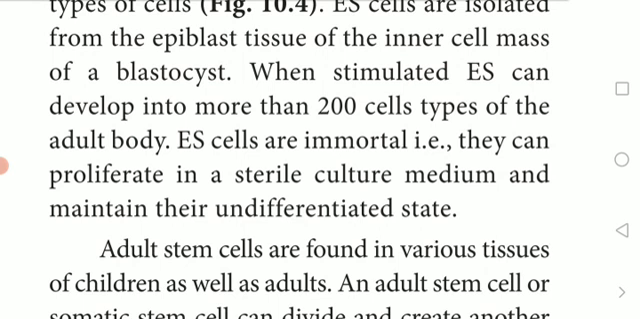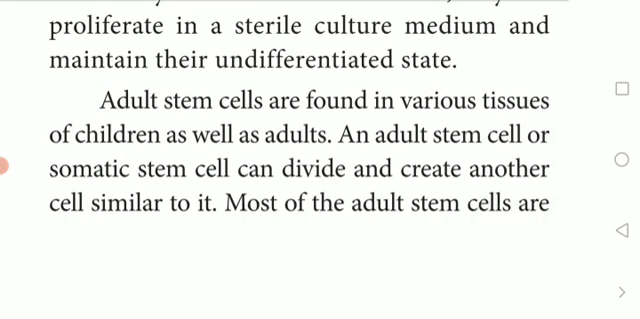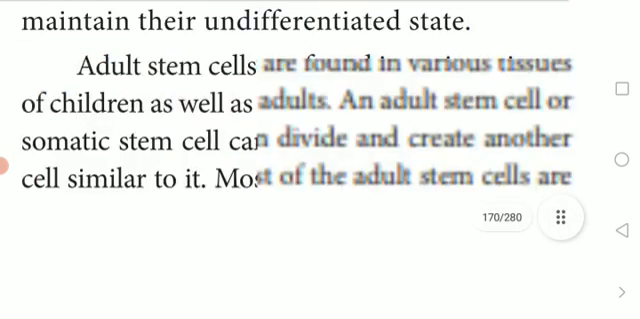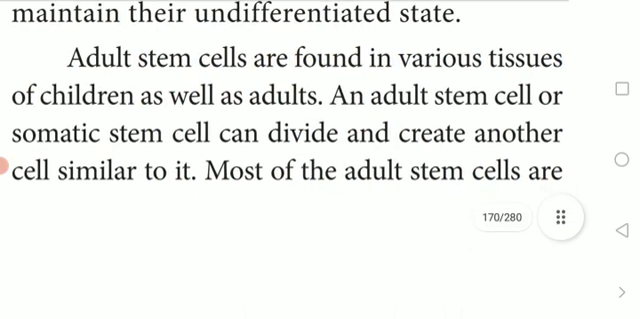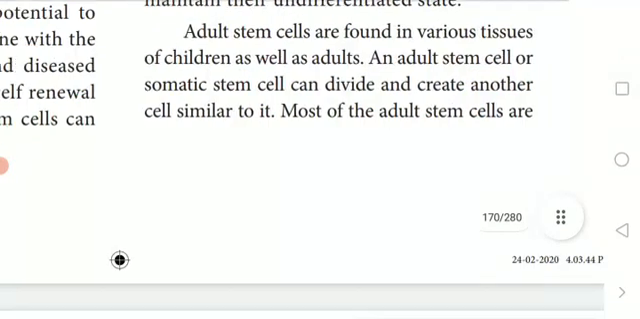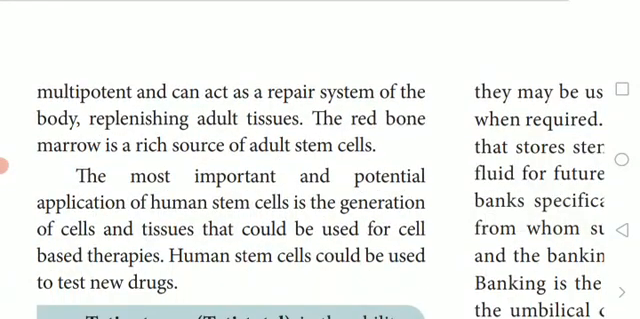Embryonic stem cells are multipotent stem cells that can differentiate into a number of types of cells. They are isolated from the epiblast tissue of the inner cell mass of the blastocyst. When stimulated, embryonic stem cells can develop into more than 200 cell types of the adult body. Embryonic stem cells are immortal; they can proliferate in a sterile culture medium and maintain their undifferentiated state.